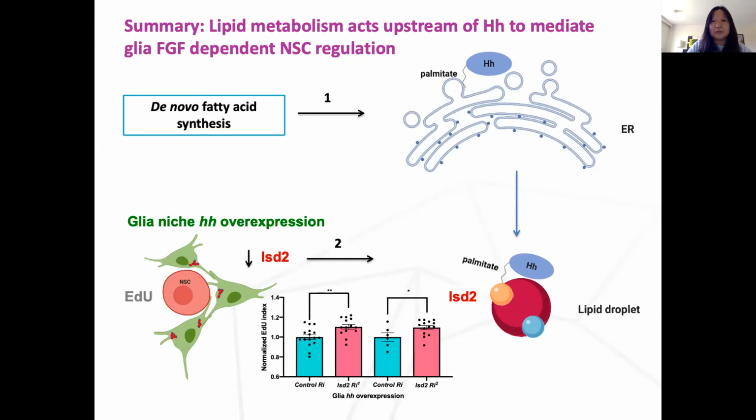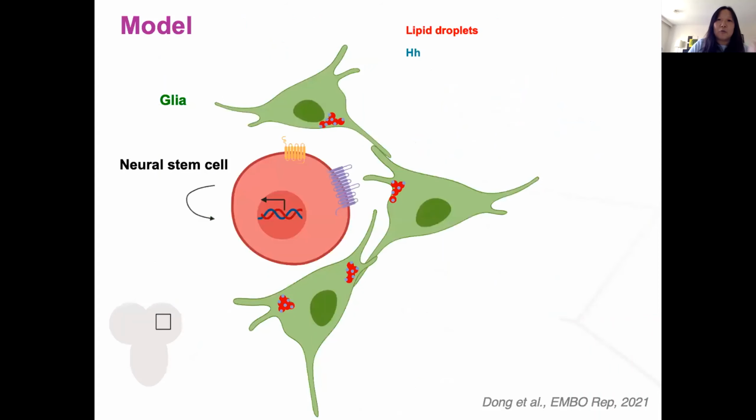So we're still trying to understand how LSD2 modulates hedgehog localization on the lipid droplets. And we think the main mechanism could be that hedgehog and LSD2 definitely co-localize to the same spots on the lipid droplets. And so this could be a competition for space. If LSD2 is overexpressed, then it maybe takes over the available spots for hedgehog to be tethered to the lipid droplets. So finally, this is our working model.